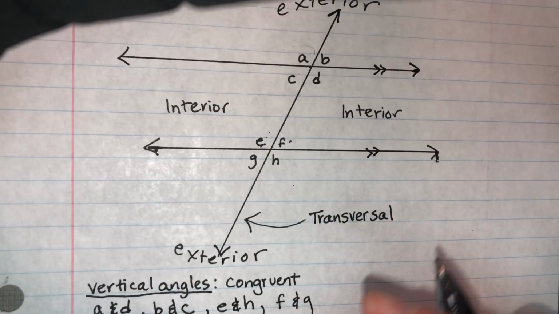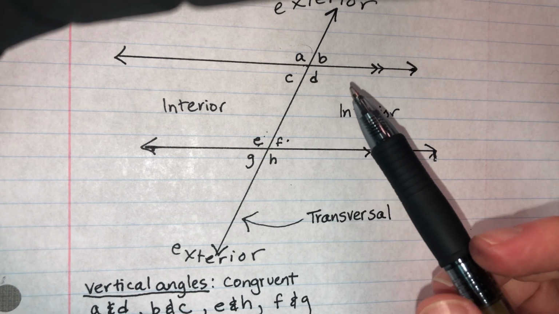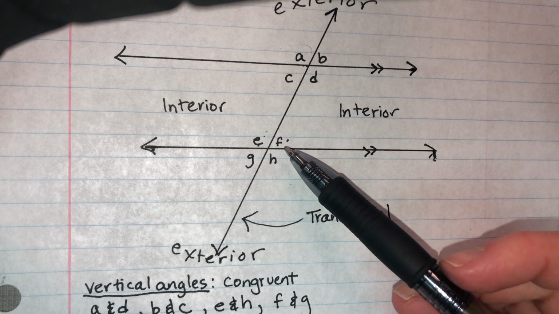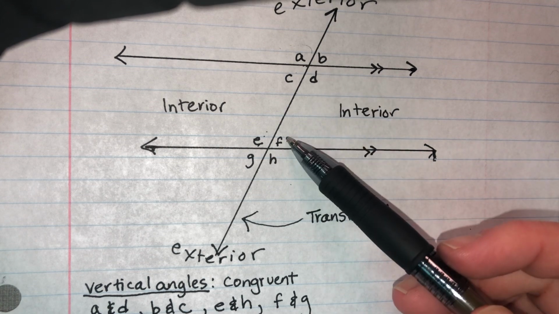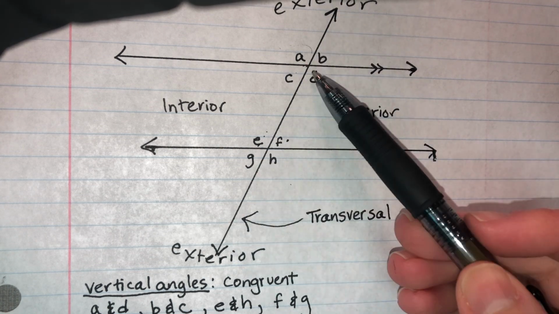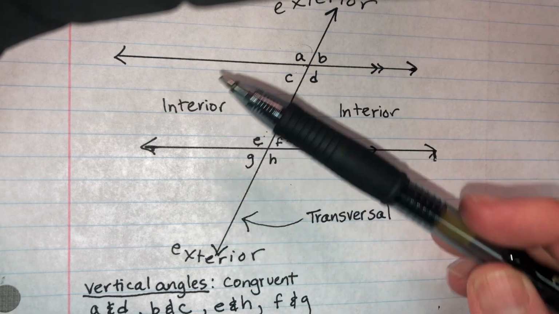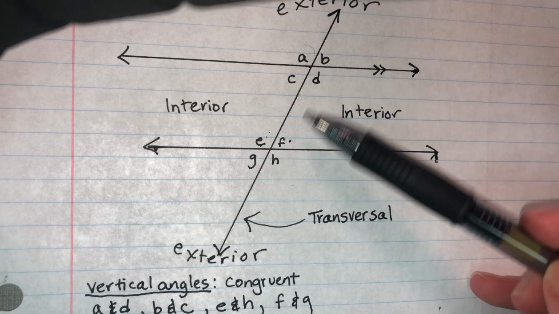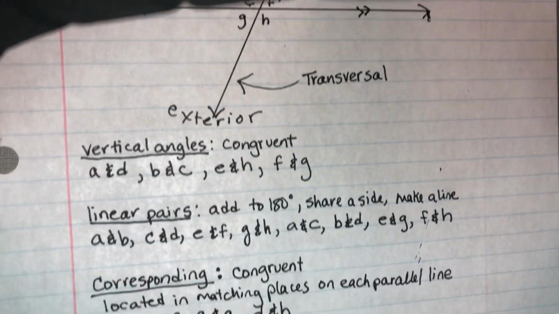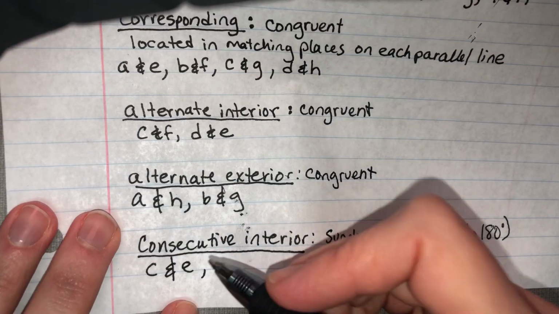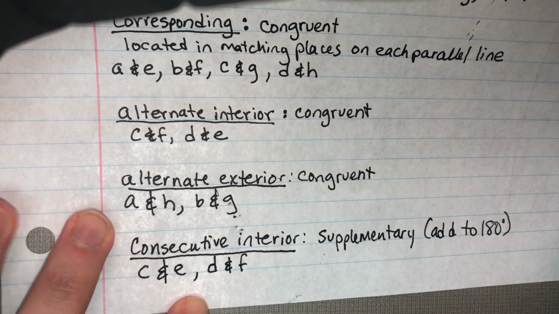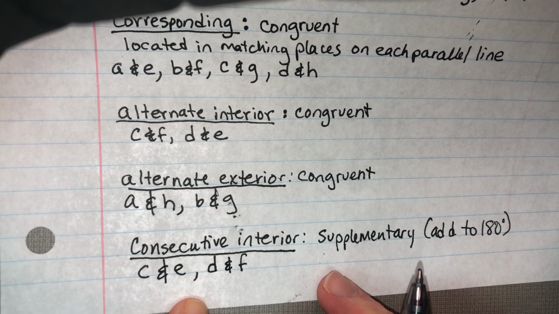There's one other pair of consecutive interior angles. Those are angles D and F. They are on the right side of the transversal, the same side as each other, between the parallel lines. One is obtuse, one is acute. They add up to make 180. So we've got D and F. That's the last pair of consecutive interior angles.